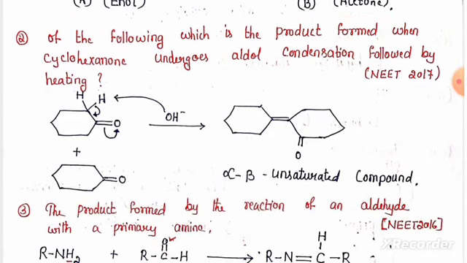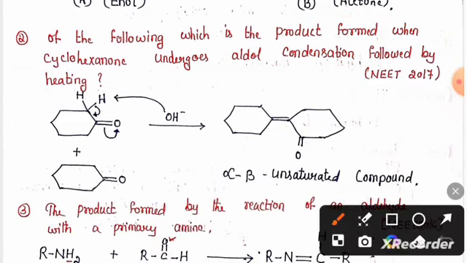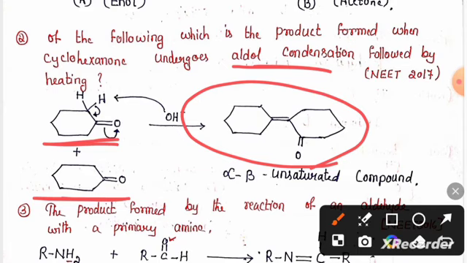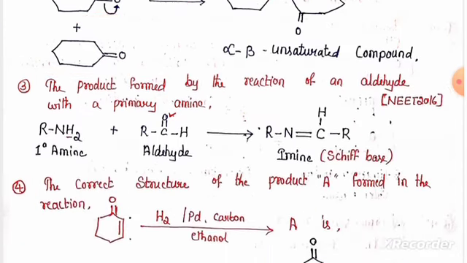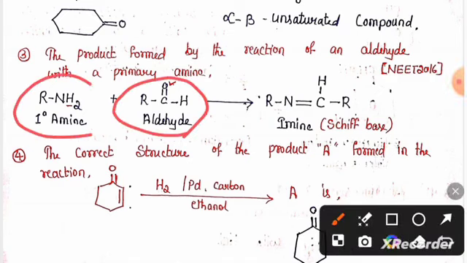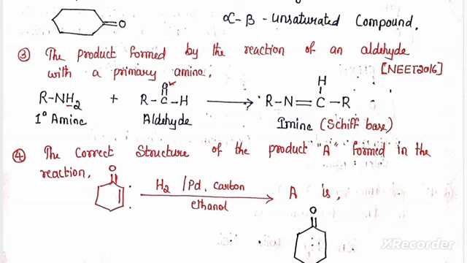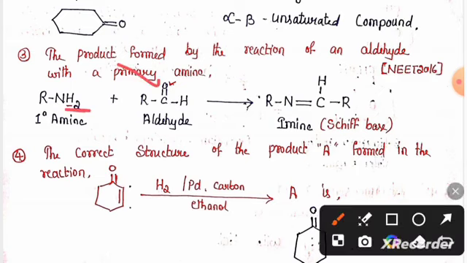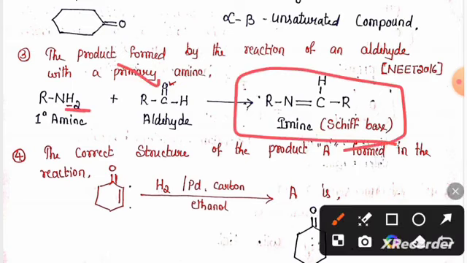Next question, of the following, which is the product formed when 2-cyclohexenone undergoes aldol condensation? The product will be an alpha beta unsaturated compound. Next question, the product formed by the reaction of an aldehyde with a primary amine. So aldehyde on reacting with primary amine, there is a release of water, these two hydrogens and this oxygen, to form Schiff's base or imine, where you can find a carbon nitrogen double bond.